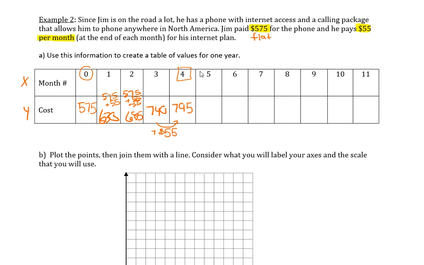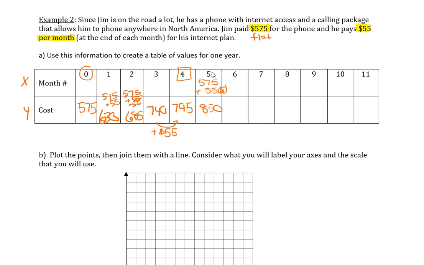So if he keeps the phone for 5 months, he will pay a total amount of $575 plus $55 for each of the 5 months. So if he has it for 5 months, let me write that out. So he's going to pay $575. If he just keeps the phone for 5 months, he's going to owe $575 for the flat fee plus $55, but 5 times, 5 of them. So that total amount is $850.